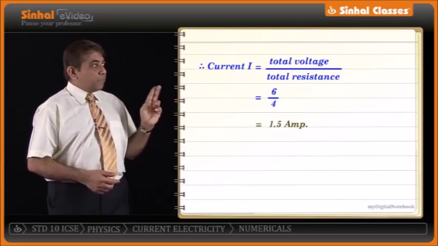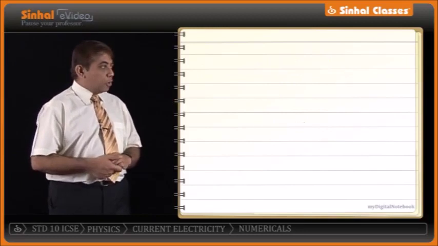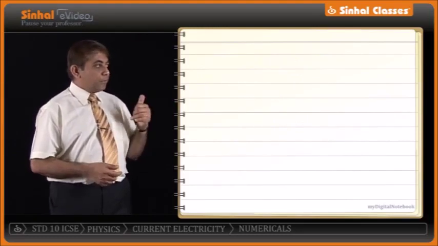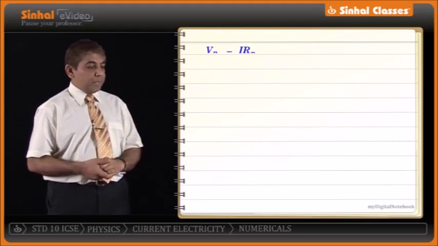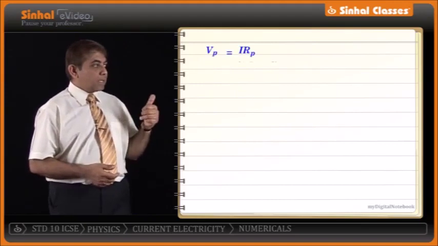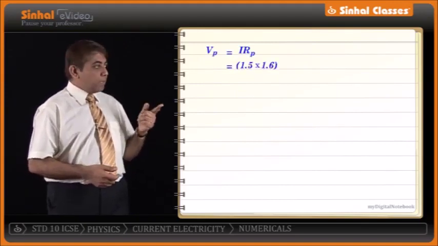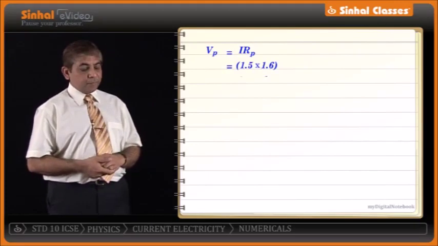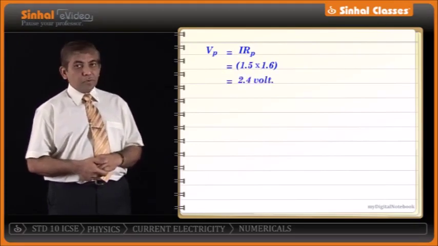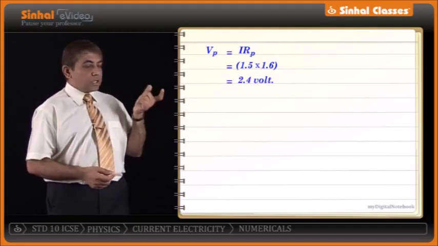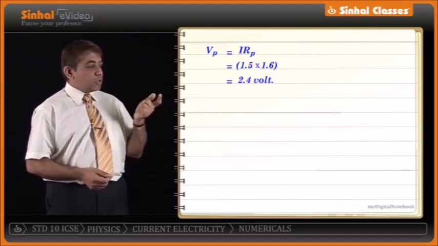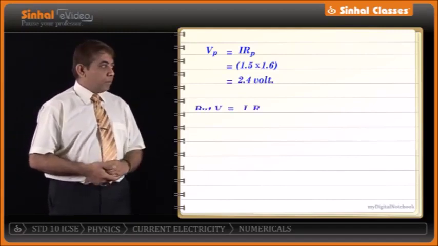Second part, they are asking me to find the voltmeter reading. In order to find the voltmeter reading, I have Vp is equal to I into Rp. So I get 1.5 multiplied by 1.6, which works out to 2.4 volt. So I get the voltage across the parallel network as 2.4 volt.